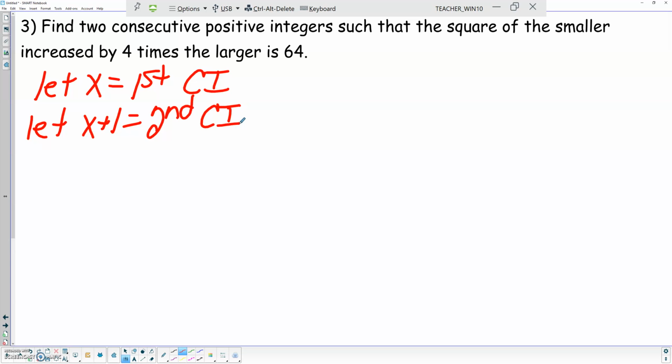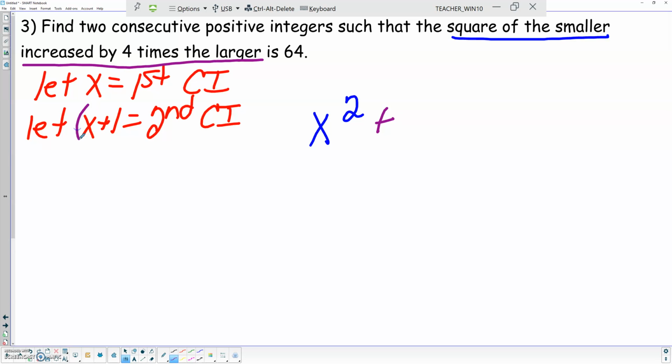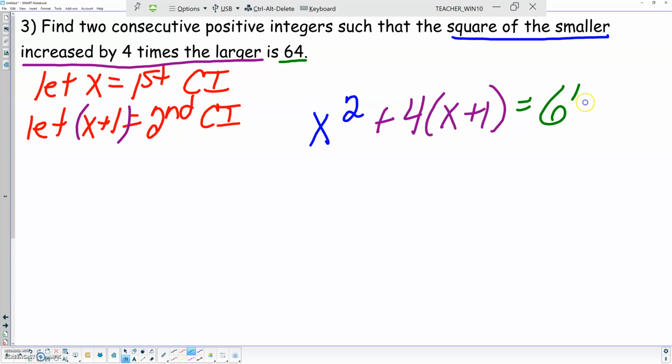Okay, so it says the square of the smaller, so the square of the smaller is going to be represented by x squared, increased by 4 times the larger. So increased we interpret as addition, and it's 4 times the larger. So I'm going to take x plus 1, and we're going to multiply it by 4, is 64. So equals 64.